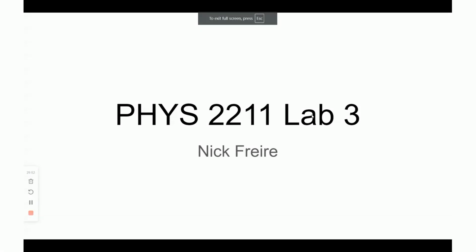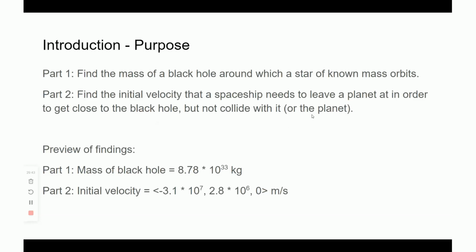This is Nick Fryer, and today we're talking about Physics 1 Lab 3, which has to do with gravitational attraction between different masses in space. Just as an introduction, there were two parts to this lab. The first is to find the mass of a black hole where we know the mass of a star that orbits around it. And for part two, we have to find the initial velocity that a spaceship must leave a planet at in order to get close to that black hole, but not collide with it or the planet.